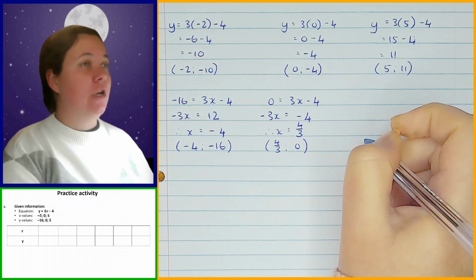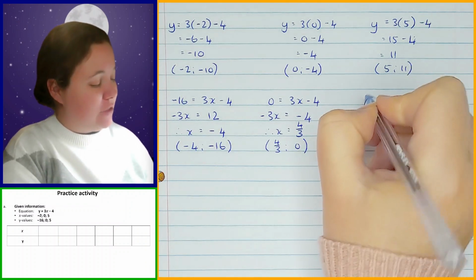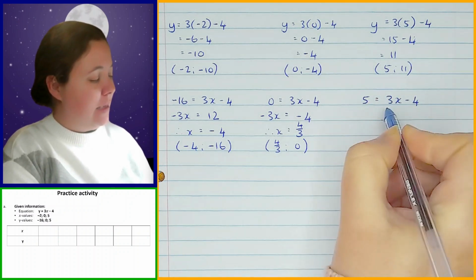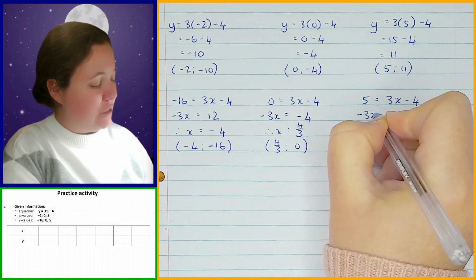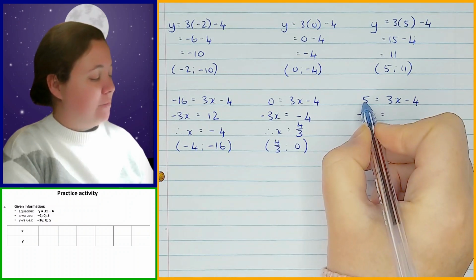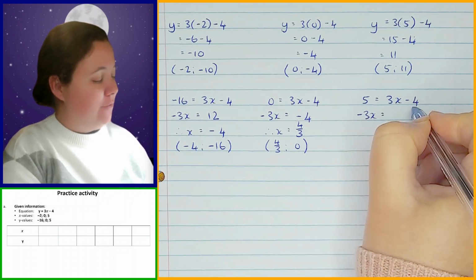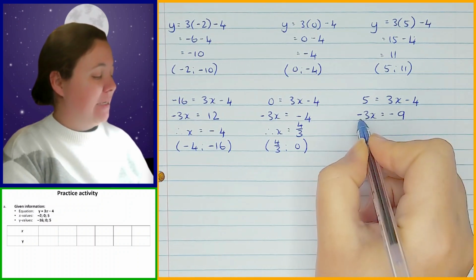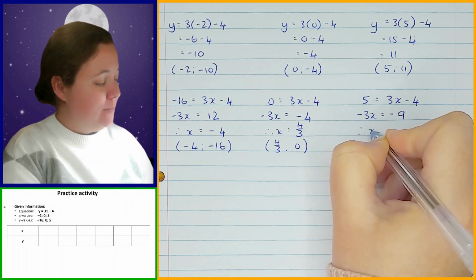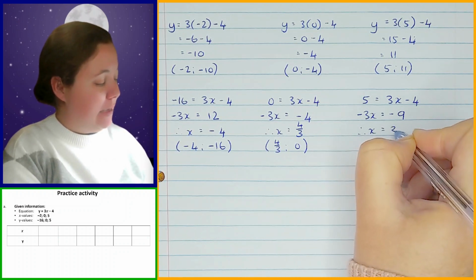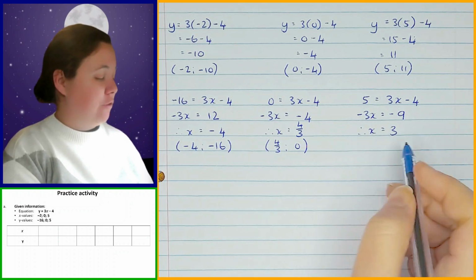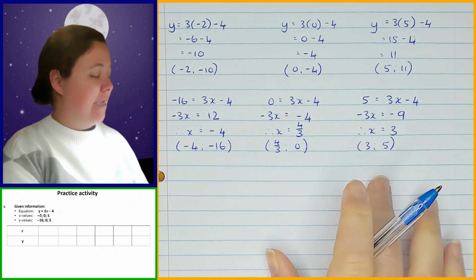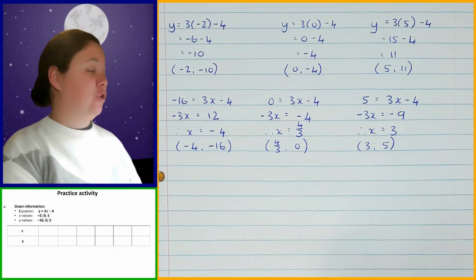Okay, and then the last y value is 5. So that's going to be 5 equals 3x minus 4. Again, I have negative 3x on this side now. Then I'm going to subtract 5 on this side. So I have negative 4 minus 5, that's negative 9. Then I have a negative divided by negative is positive, and 9 divided by 3 is 3. So that gives me x equals 3. So my ordered pair here is going to be 3, 5. Okay, so those are the ordered pairs that you should have got.